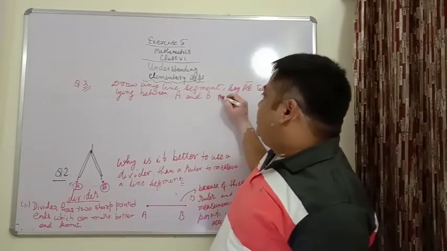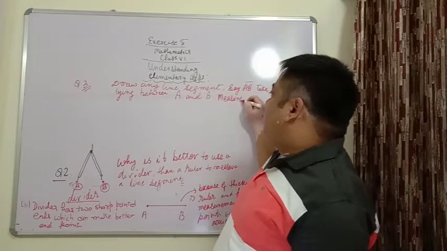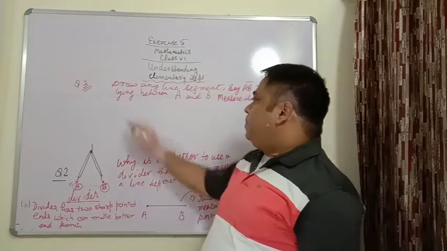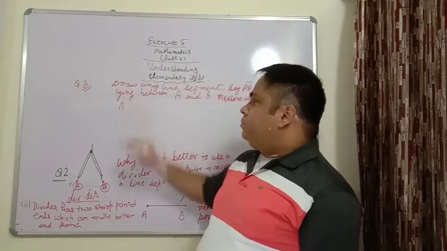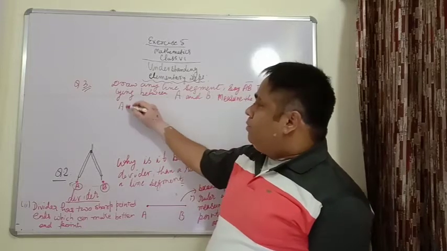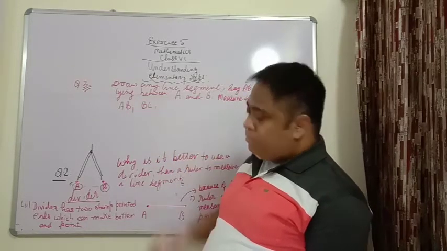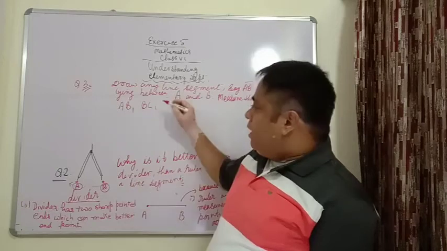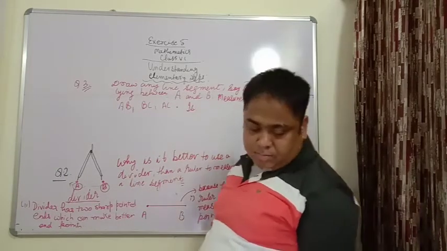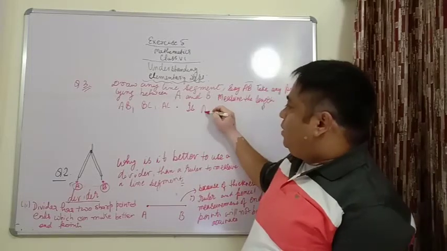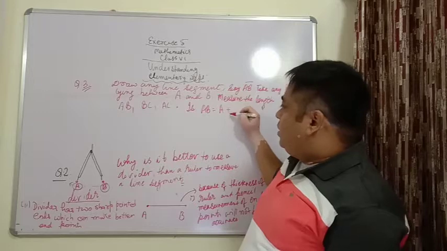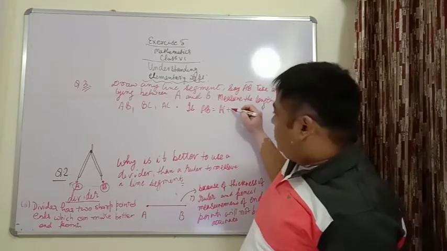Now they are saying measure the length of AB, BC and AC. And again they are saying, is AB equal to AC plus CB?